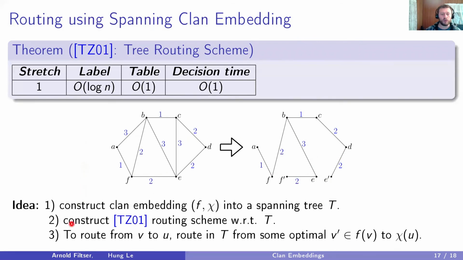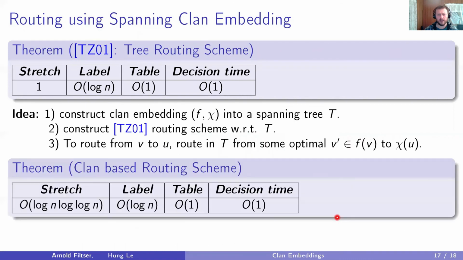And now when you want to route some packet from v to u, we'll simply look at all the copies of v and choose the best copy, and send the packet from this copy v prime to the chief of u to hit u using this tree. So we'll just think that we live in a tree, and that's it. And using this, we'll make the routing decision. Of course, there are some more details which you are welcome to see in the paper, but this is the basic idea. This is a very efficient routing scheme.